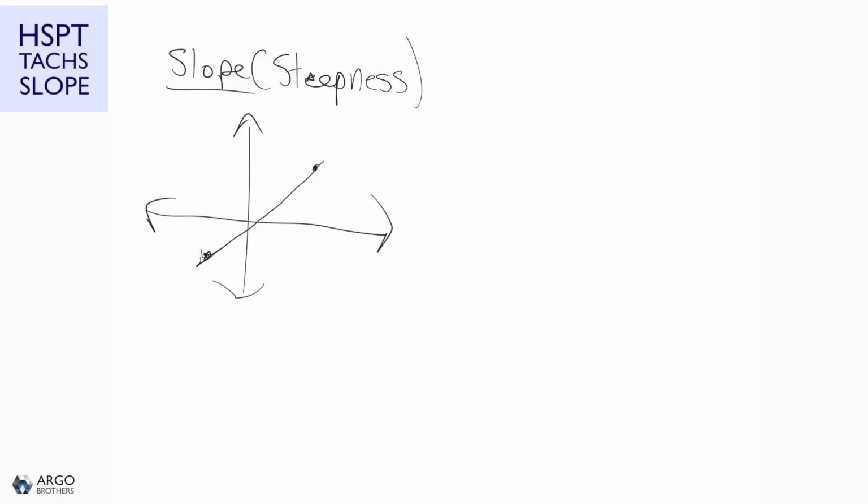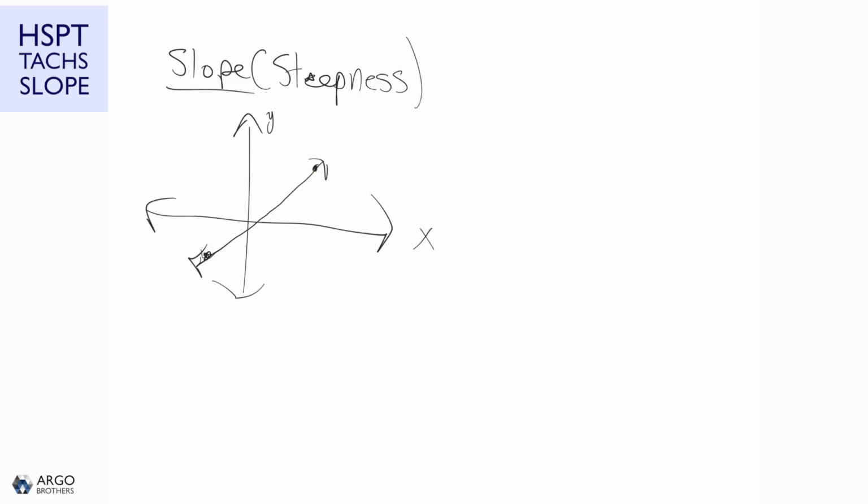So let's talk about slope. In this case, we check what the line is doing from left to right. So from left to right, this line is increasing in y. It's going up, which means that it has a positive slope. It has a steepness that is positive. Think of it as an upward hill.